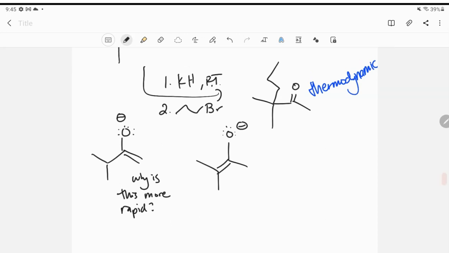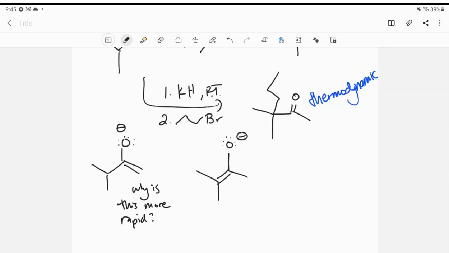Why is that left one going to be faster? Why is that formed more quickly? So how does that make it faster? Yeah, so we definitely have some steric considerations. Awesome. Why else? Sterics is going to be the big thing why we're using LDA for that side versus KH. The reason number one, sterics.